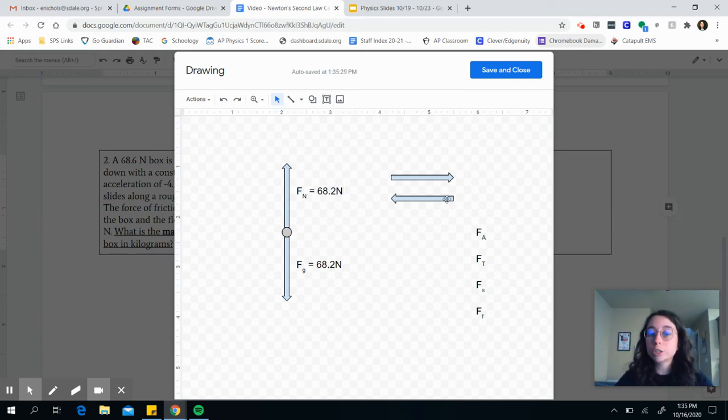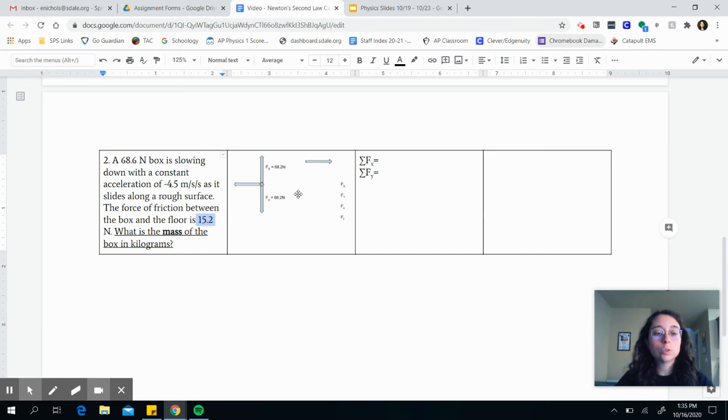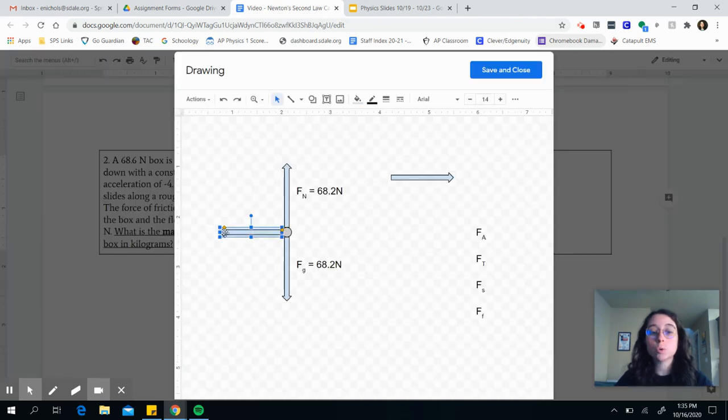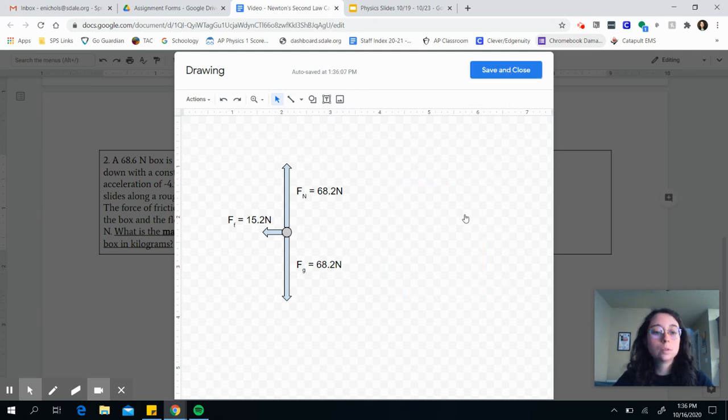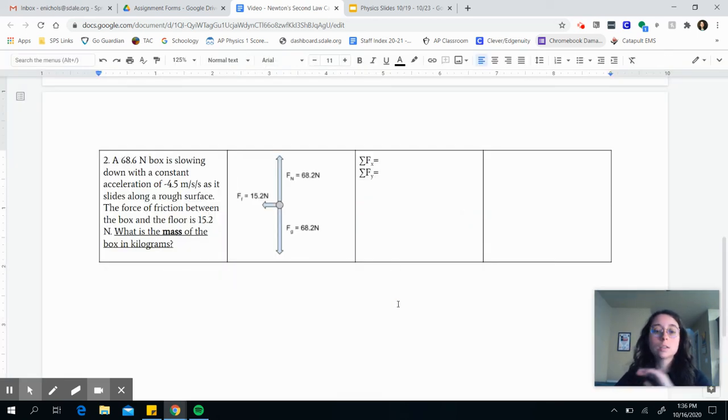Okay. And then we have a friction, and our friction is 15.2 newtons. So we definitely want a much shorter arrow, like at least a third the size. There we go. And that is our force friction, which is equal to 15.2 newtons. Did I get that right? 15.2? Yes. Okay, great.